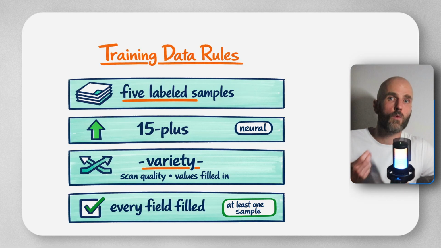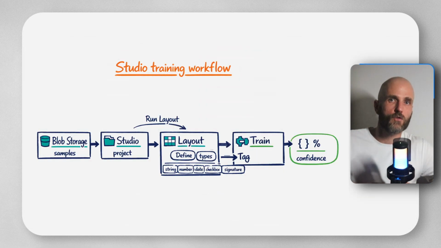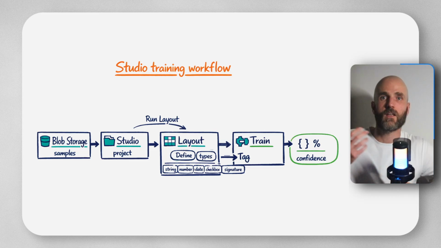It's doing more work behind the scenes. And the studio is literally that clerk onboarding, just on screen. It comes down to 3 moves, the same 3 I just described. First, I show the examples. I drop my samples in blob storage, point a studio project at them, and run layout 1 so it can see all the text and where it sits.